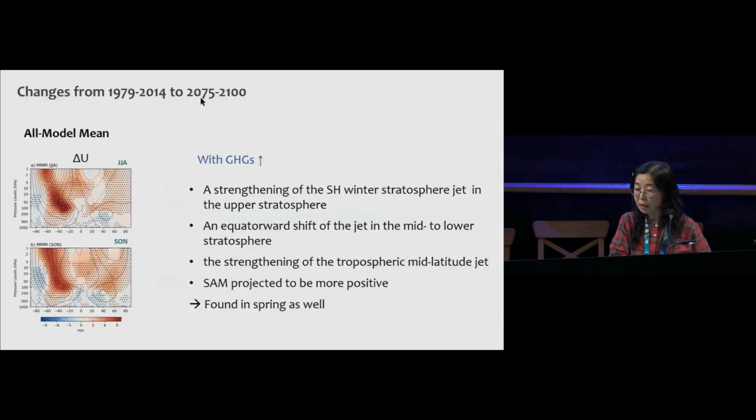By the end of the 21st century, under the highest greenhouse gas emission scenario, the all model mean projects a strengthening of the southern hemisphere winter stratospheric jet in the upper stratosphere and an equatorward shift of the jet in the mid to lower stratosphere. And these stratospheric vortex changes coincide with the strengthening of the tropospheric mid-latitude jet. And the SAM is projected to be more positive. And these winter changes are also found in spring.